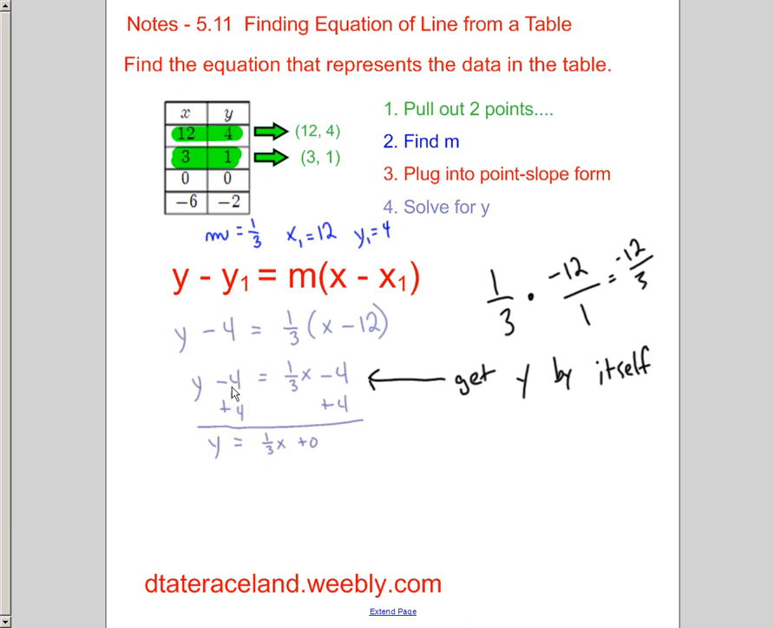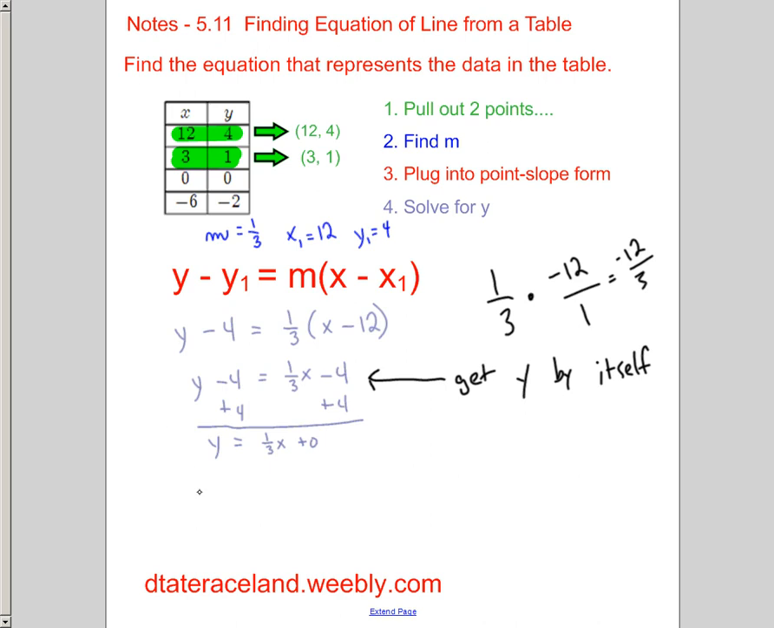So +4, that makes this go to 0, so the y is left by itself. Pull my 1/3 x down, and then I added 4 to the other side to keep the equation balanced because I had to do it over here. -4 plus 4 equals 0.